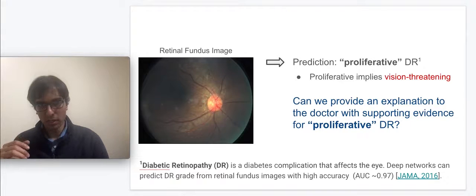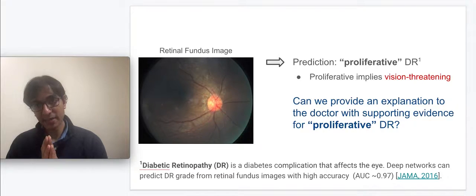So now a team at Google had trained a deep neural network to make diabetic retinopathy predictions that beats the state of the art in any automated prediction of DR. It achieves an AUC of 0.97. So this model was sort of a big deal.